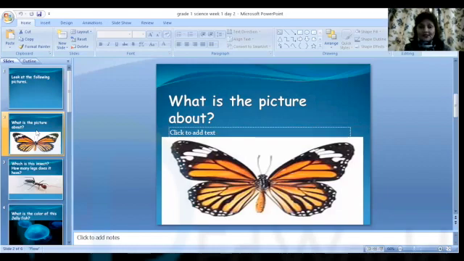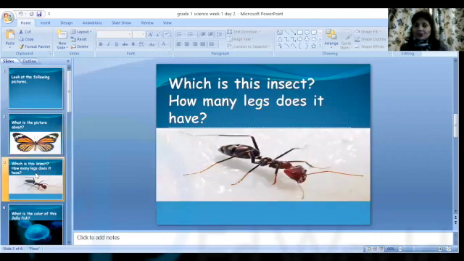Wow, great. It's a butterfly. Well done. Now, which is this insect? Have you seen this? Wow, it's an ant. Have you seen an ant? Yes, it's there in your house, in your kitchen, all the time, running on the floor. Wow, great. Now, can you tell me how many legs does it have? Just count the legs and tell me. Great, Amir. It has 6 legs.